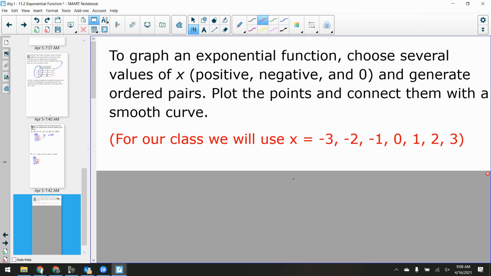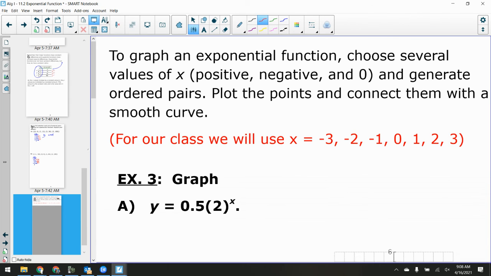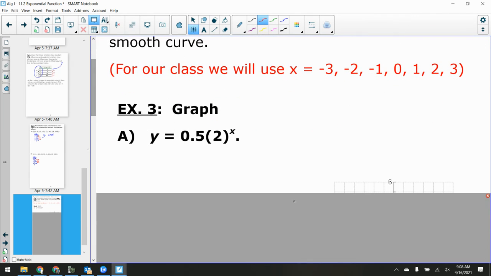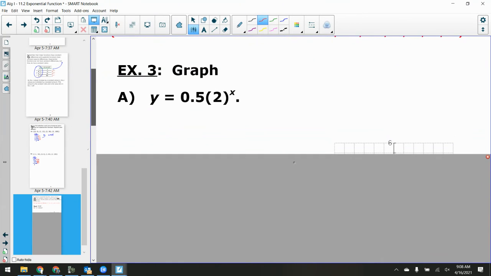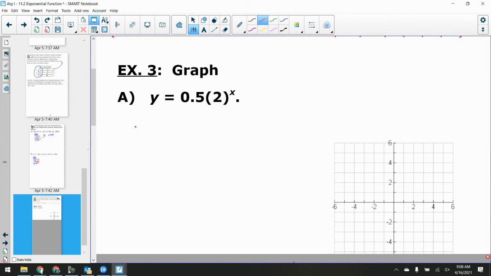To graph an exponential function, basically we're just going to choose values of x, positive, negative, and 0, and generate some ordered pairs and plot the points. You know how for linears we always just use -2, -1, 0, 1, 2? For exponentials, we increase that a little bit to see more of a pattern. We do -3 to +3. So, let's do it real quick. Let's take a look at this first one. I want to create myself a little table. -3, -2, -1, 0, 1, 2, 3.